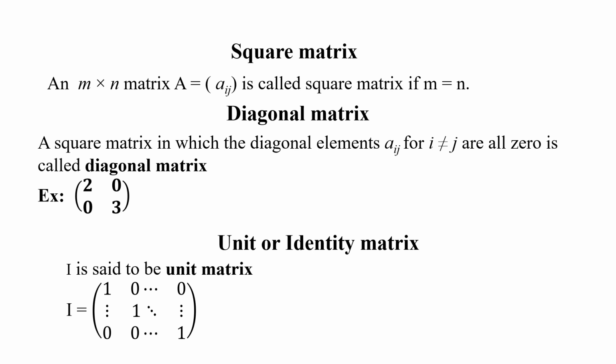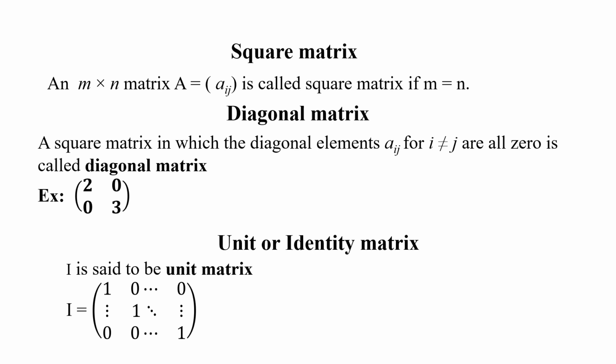A square matrix. What is a square matrix? A matrix A which is an m by n matrix is called square if the number of rows is equal to the number of columns. Now, what do we mean by a diagonal matrix? Here you take a square matrix where the diagonal elements are non-zero, and apart from the diagonal elements, other elements are 0. So this we call a diagonal matrix.